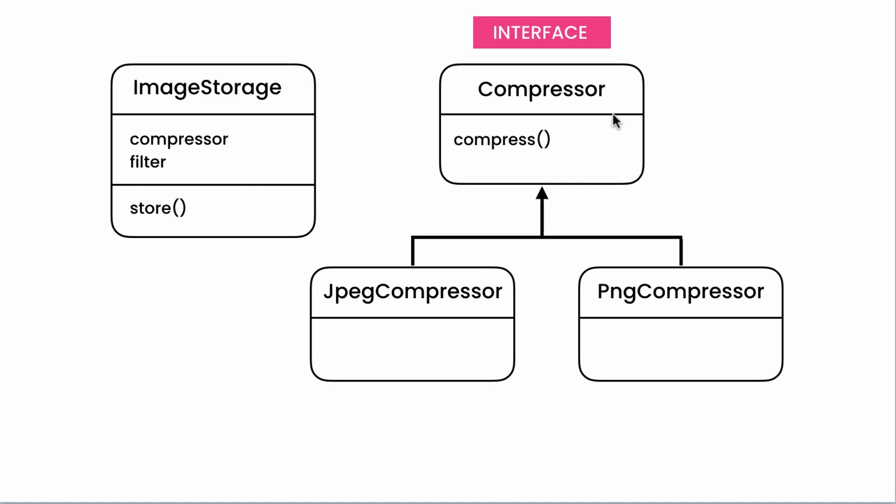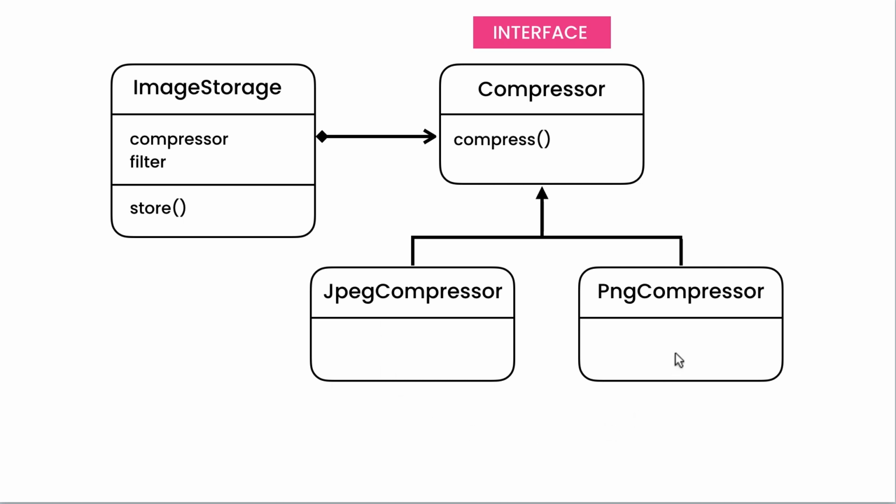So we can extend our application by adding a new class and not by changing an existing one, okay? Now, in our image storage class, we should change the type of this field from string to compressor. So we want the image storage to maintain a reference to a compressor object. Now, when we create an image storage object, we give it a concrete compressor object, such as JPEG compressor or PNG compressor. That is how we're going to solve this problem.